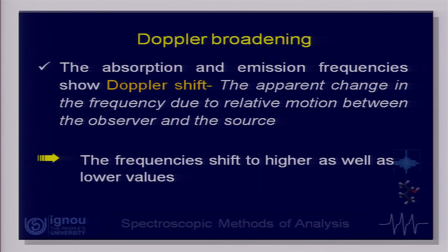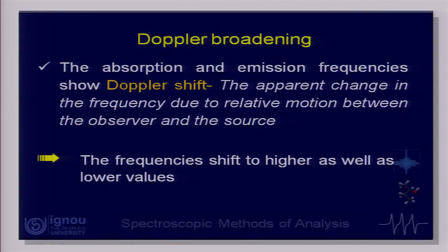Now what you observe is that the frequencies shift in both directions, that means it will be more or less. As a consequence, as against one particular frequency being observed, there can be absorption or emission of frequencies slightly more or slightly less than that. As a consequence, our signal becomes broad. So that is the second intrinsic factor which causes the broadening of the signal.